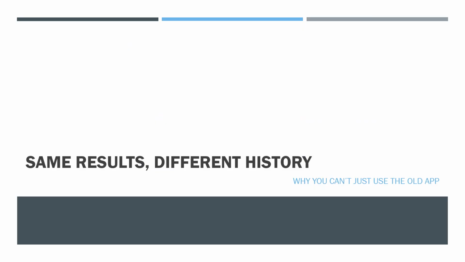So why can't we use the old app? Same results, different history. You saw a little bit of this in that first example, where we saw what two different results could be. But what happens if you've got the same results but just different history?